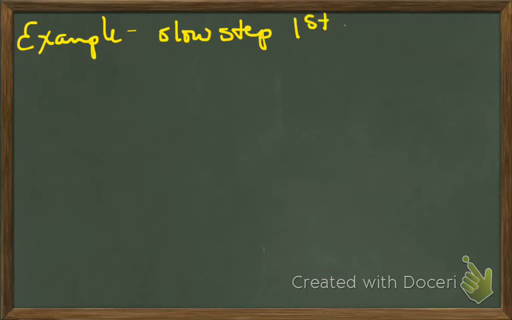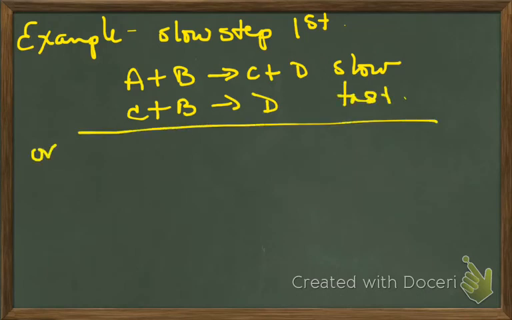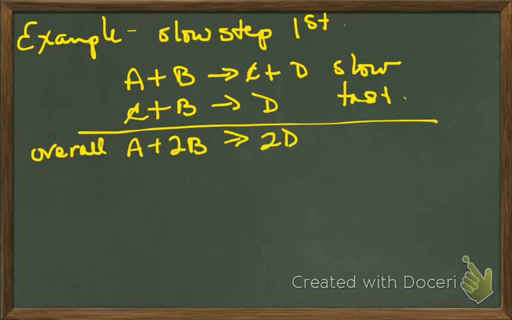Okay. So our mechanism would be, say, A plus B reacts to form C plus D. This would be our slow step. Our C plus B reacts to form D, and we'll call that fast. Remember, your overall is just adding these up. The C would cancel. I would get A plus 2B goes to 2D as my overall reaction.